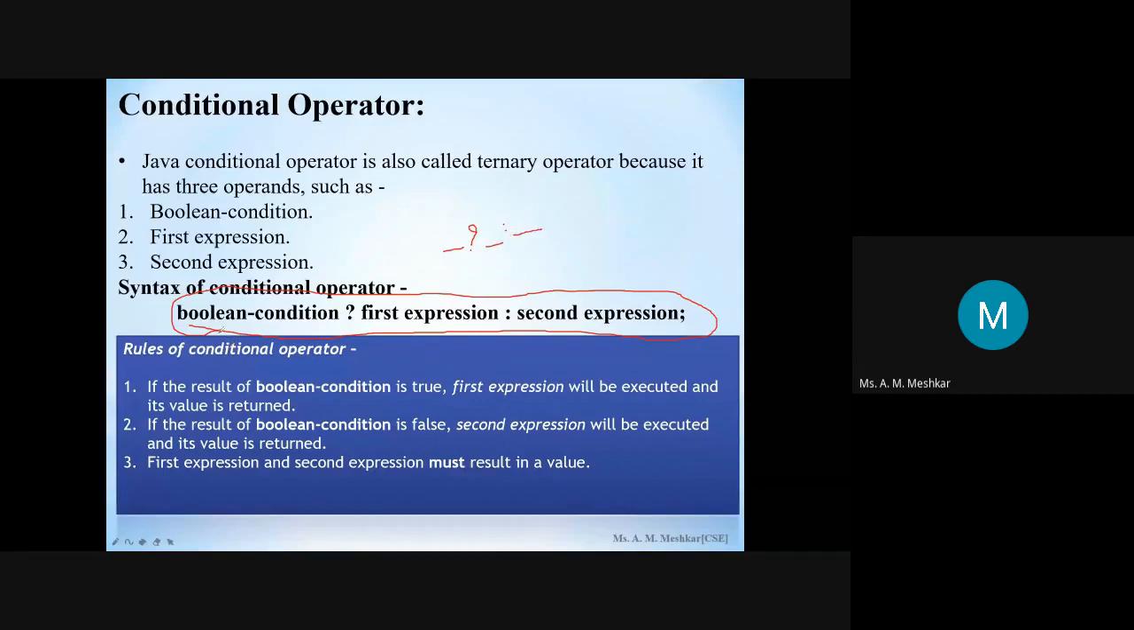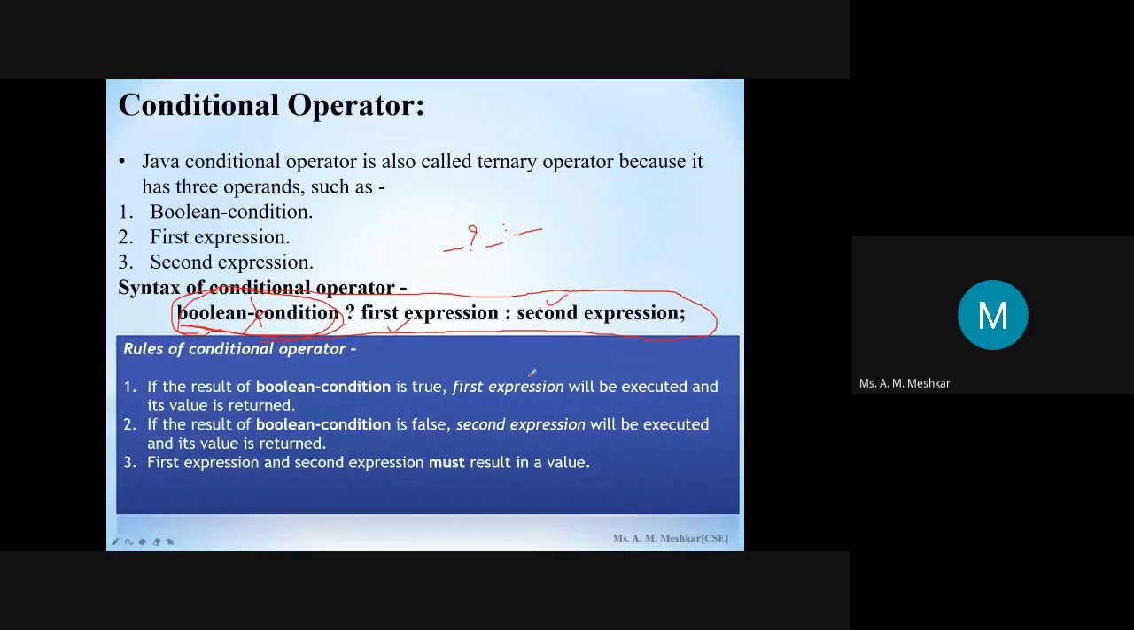So at first we write the conditional expression, so which is known as a Boolean condition. Okay, and then comes the question mark. What is the meaning of this Boolean condition? So if we are checking certain condition, if this condition is true, then the first expression is evaluated. Okay, then if this condition is false, then directly second expression is evaluated. This is the meaning of this.